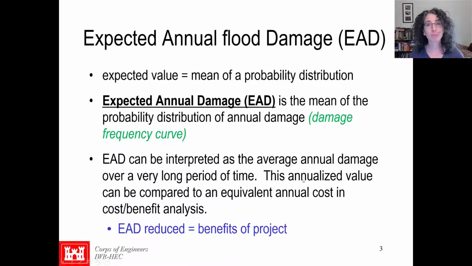So back on this previous slide, annualized value can be compared to the equivalent annual cost in a cost-benefit analysis. Now, from a planning perspective, remember that to be used as benefits of the project, the expected annual damage is considered as the EAD reduced between the without project condition and the with project condition.